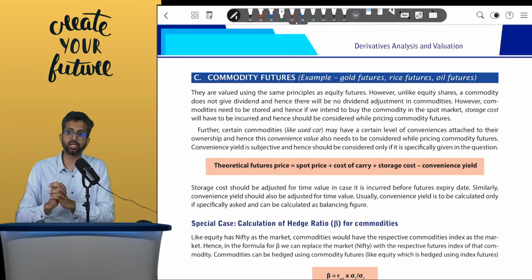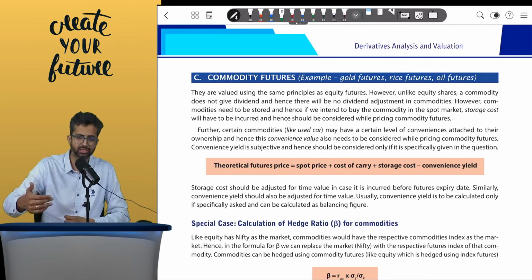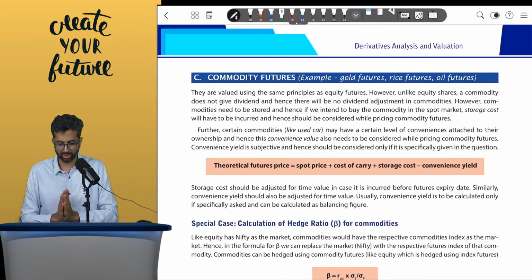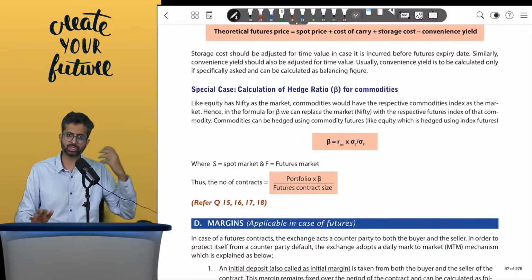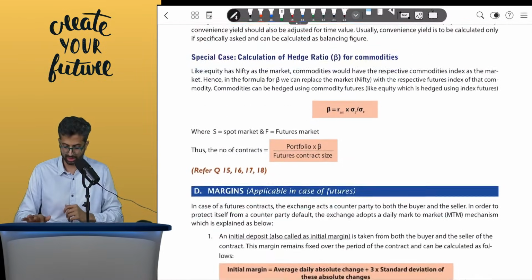Commodity futures, unlike equity futures, will not give dividend. However, there will be a storage cost. So you will add the storage cost on the commodity futures and subtract the convenience yield, if any, in case of a commodity future. So the theoretical futures price will be the spot plus the cost of carry plus the storage cost, time value adjusted, minus the convenience yield.